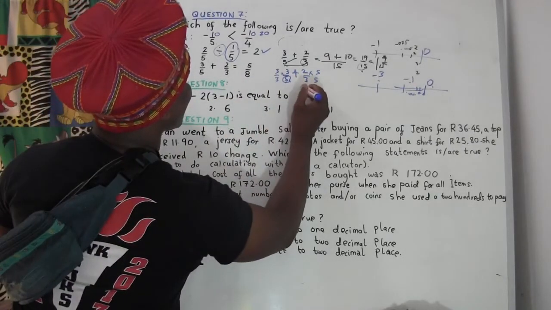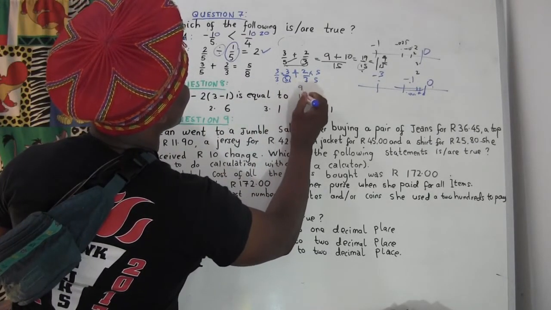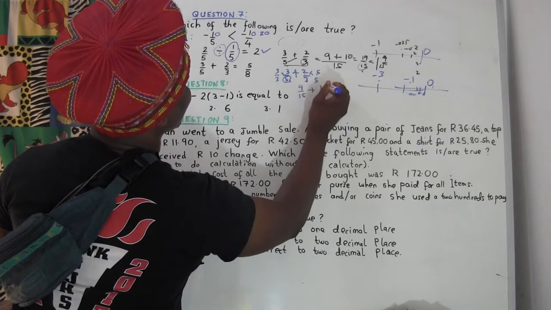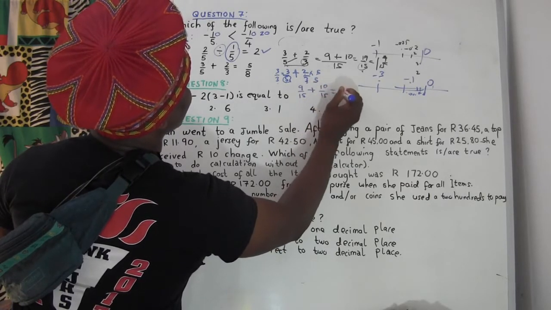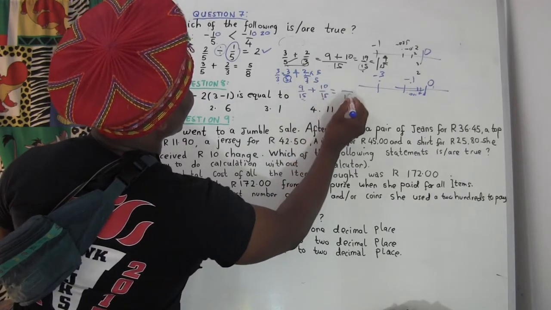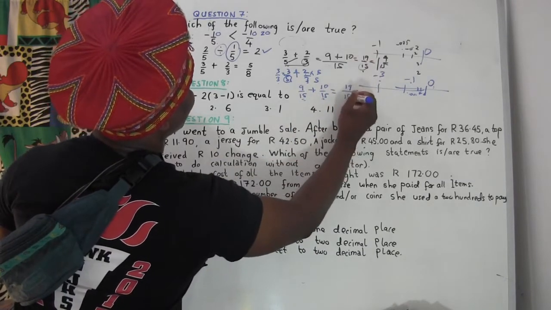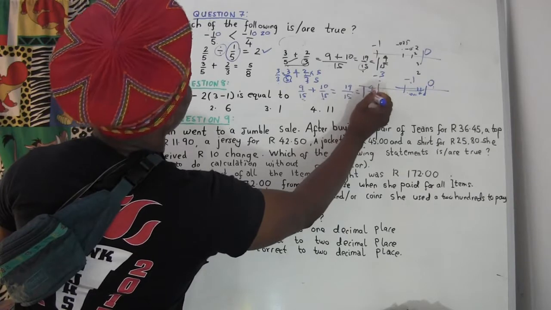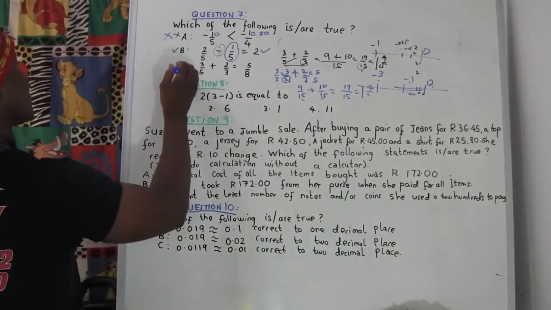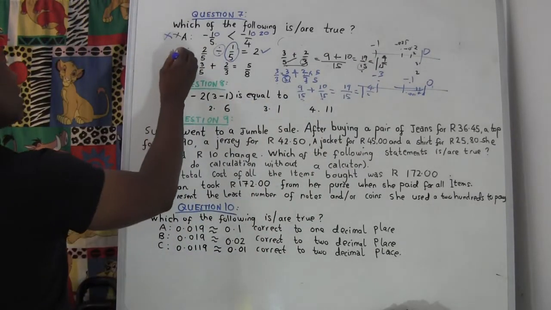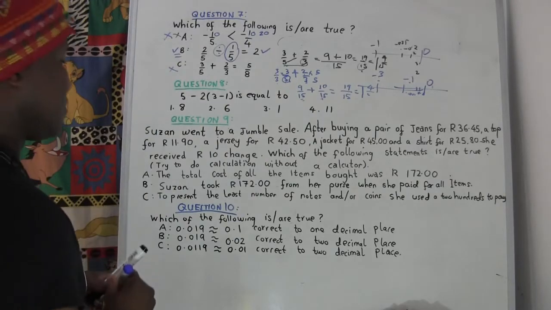Okay, now, 3 times 3 equal to 9. 3 times 5 equal to 15 plus 2 times 5 equal to 10. 3 times 5 equal to 15. And there you see the denominators are the same. So you only write 1, 9 plus 10 equal to 19. So how many 15 into 19? 1, and we'll be left with 4 over 15. Which is not true. So this is not true. Option B is the answer. So question 7, option B.